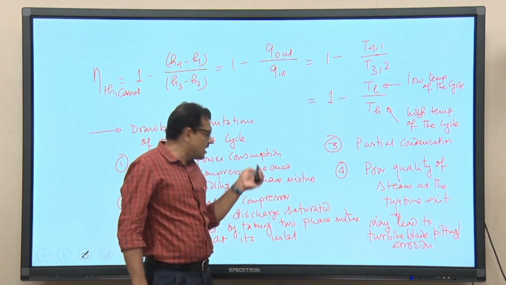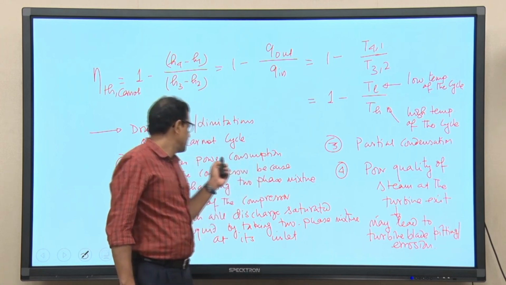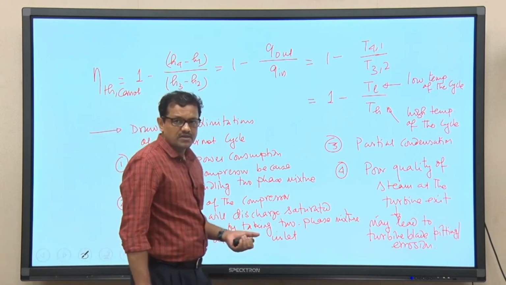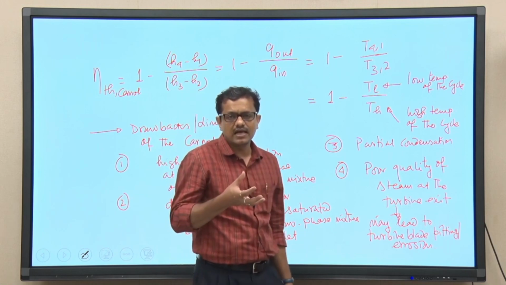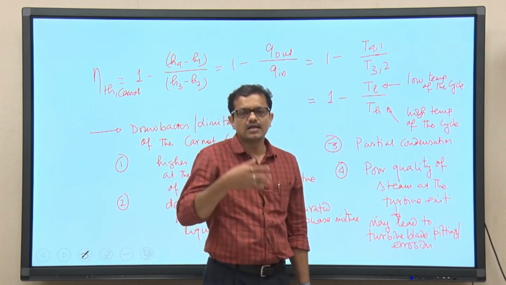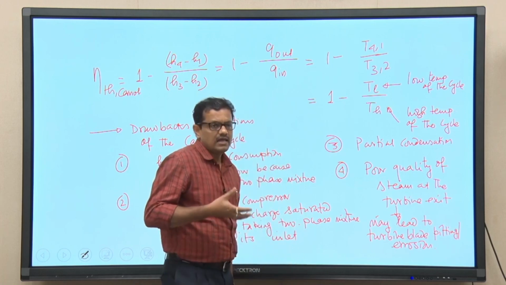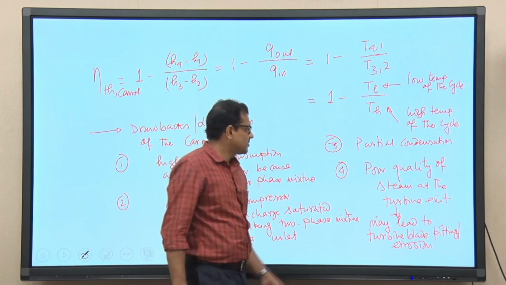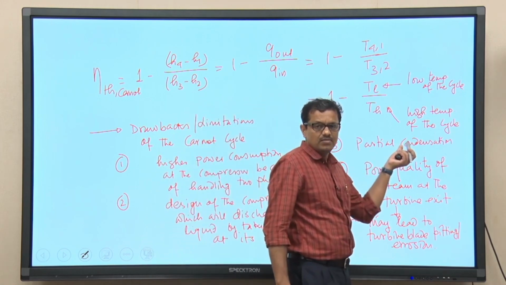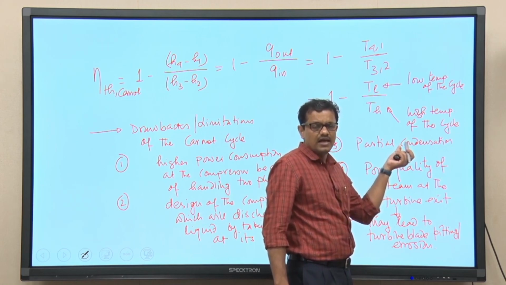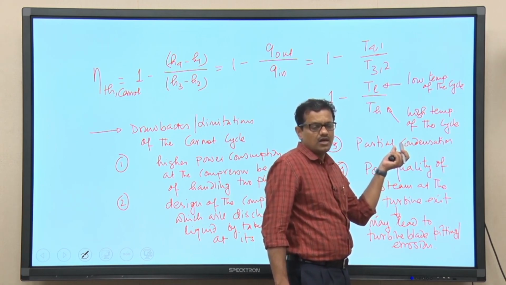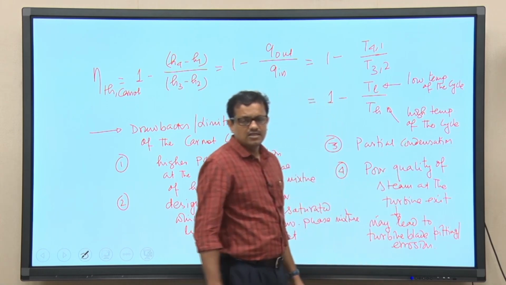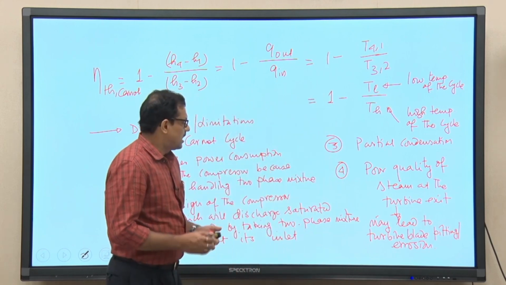We have seen that there are a few issues, that is the higher power consumption, and the design of the compressor, which will take a two phase mixture at its inlet and terminate, or the process will end, at the state point which is saturated liquid. In partial condensation, the condensation process will end at state point 1, which is again a two phase mixture, and the quality of the steam at the exit of the turbine is also very poor.